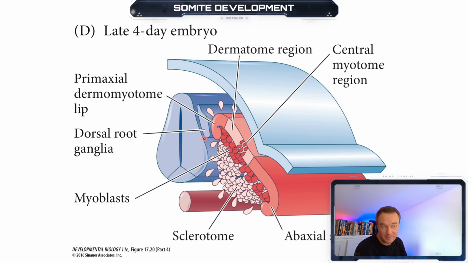Dorsal root ganglia. Remember, this is part of our ganglia, neurogenesis or the neural development. This is happening at the same time in between. We've talked about that already, so I'm not going to focus on that, but just giving you not only location but temporal aspect of how they relate to each other.